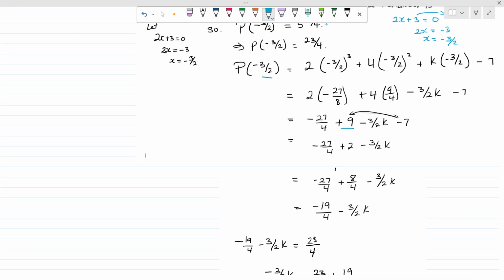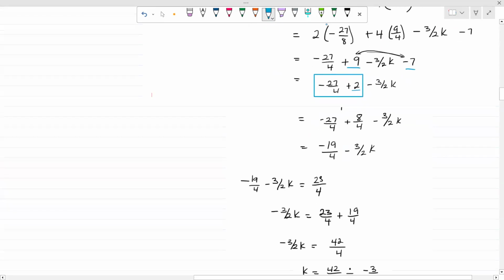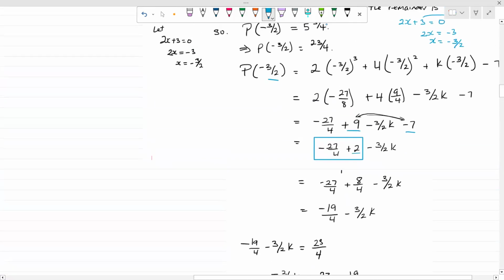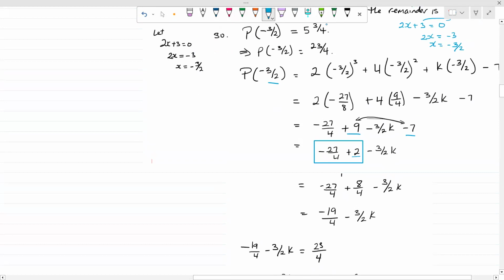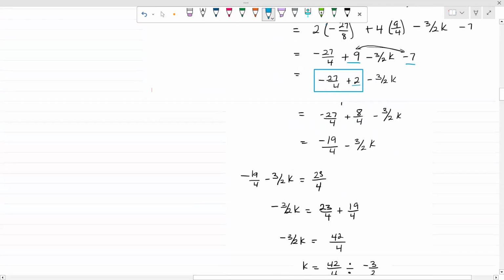We could work out this and this together. That's going to give us a positive 2. Then I'm going to use my equivalent fractions to simplify this part here. Right? All right. We write this as 8 over 4. I'm going to get negative 19 over 4 minus 3 over 2k. Now, remember we said that when we simplify this, it is equal to 23 over 4. So I'm going to put it equal to 23 over 4, and I'm going to solve for my k.